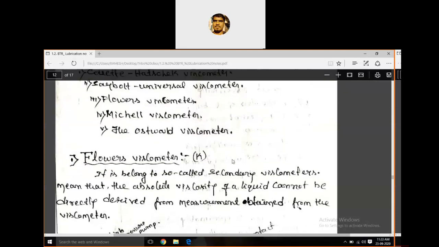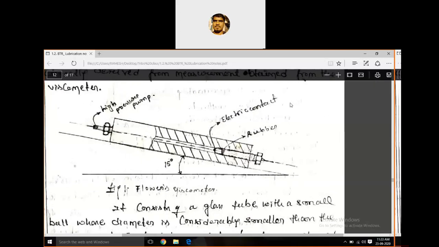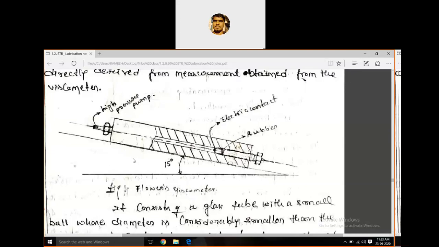The first one is the Flowers viscometer. So what is meant by the Flowers viscometer? This is the typical diagram of the Flowers viscometer, the first type of viscometer. A viscometer is a device which is used to measure the viscosity of oil or fluid. The first one is a simple one, called the Flowers viscometer. It belongs to the so-called secondary viscometers.